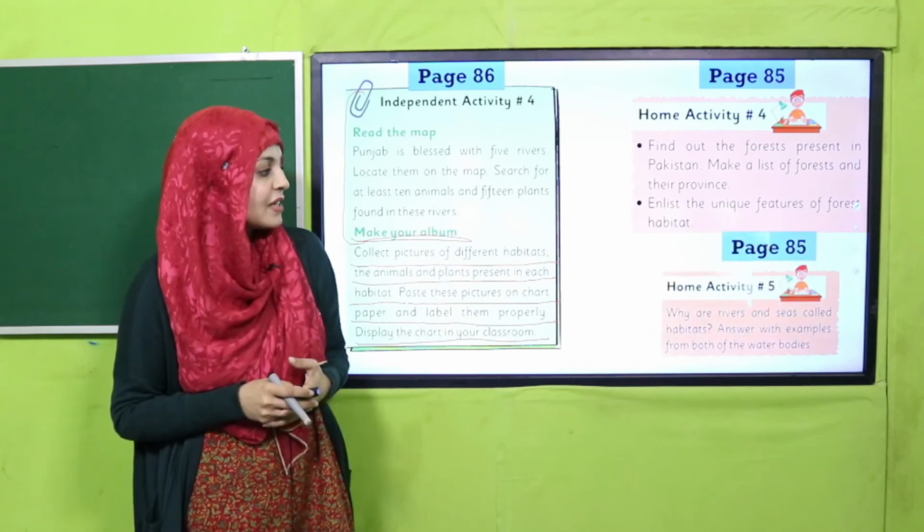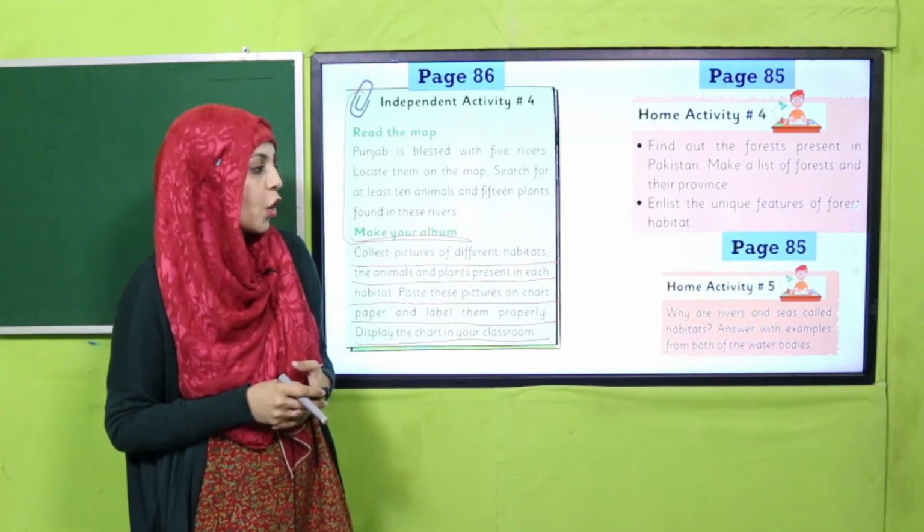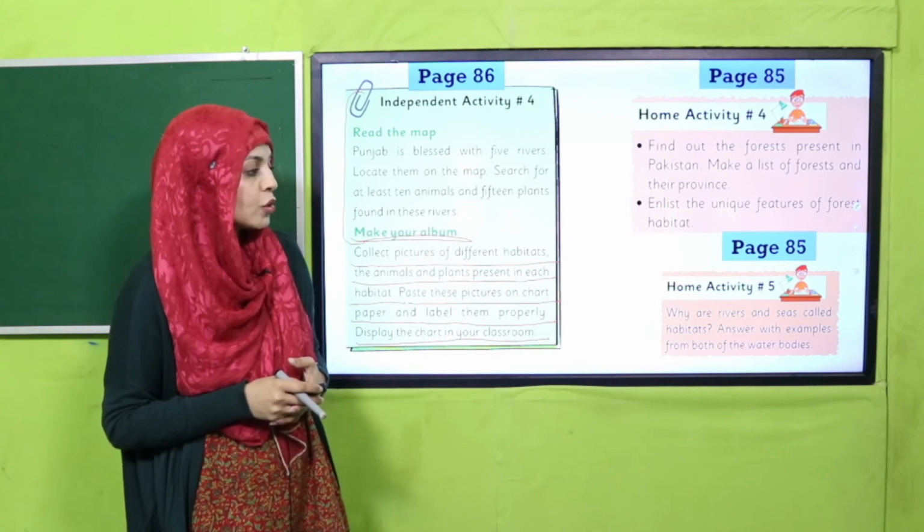And then home activity number 5. Why are rivers and seas called habitats? Answer with examples from both of the water bodies.